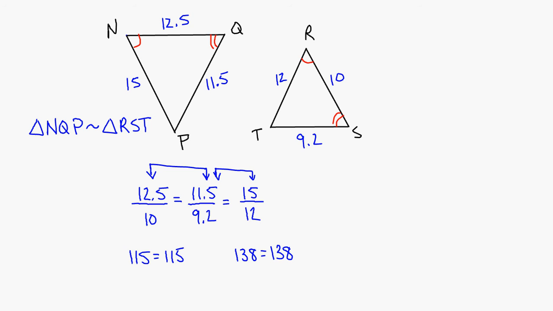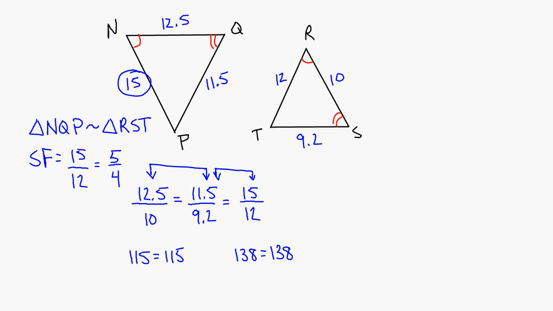All right, then the last thing to do is to determine your scale factor. So your scale factor is equal to the ratio of corresponding sides, right? What corresponds to the 15? That's your NP. RT, which is 12, right? So your scale factor is 15 over 12, which simplifies to 5 over 4.